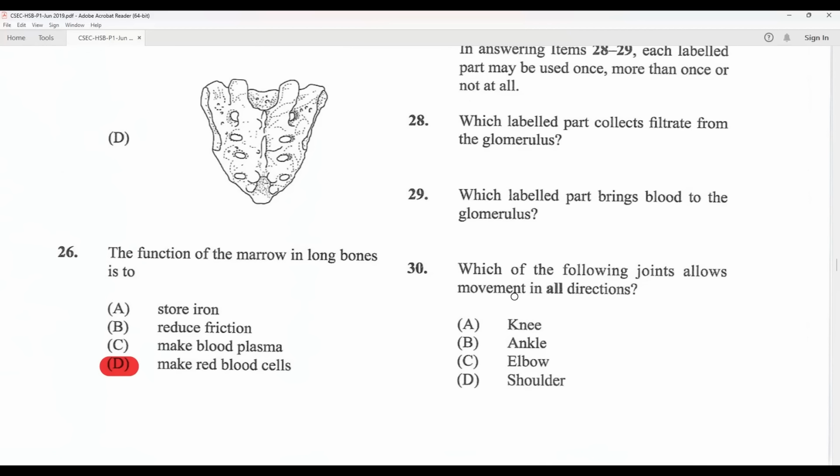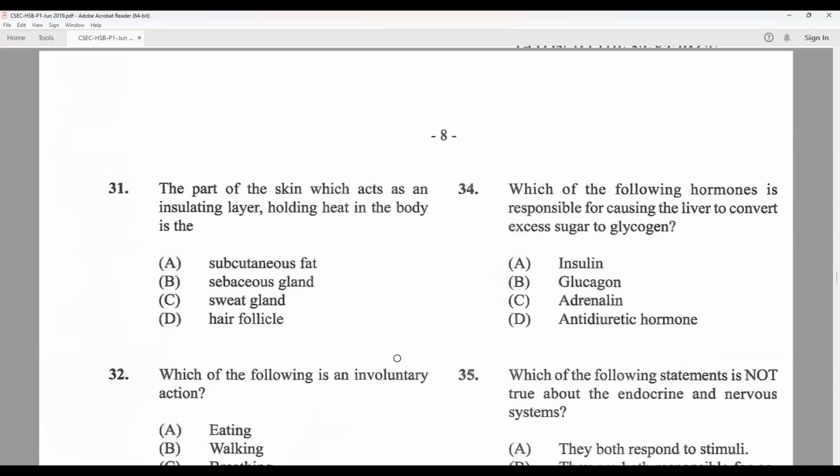Which of the following joints allow movement in all directions? We're looking for a 360-degree joint, which is the shoulder. The part of the skin which acts as an insulating layer holding heat in the body is the subcutaneous fat, sebaceous gland, sweat glands, hair follicle, and we know fat is the insulating layer.